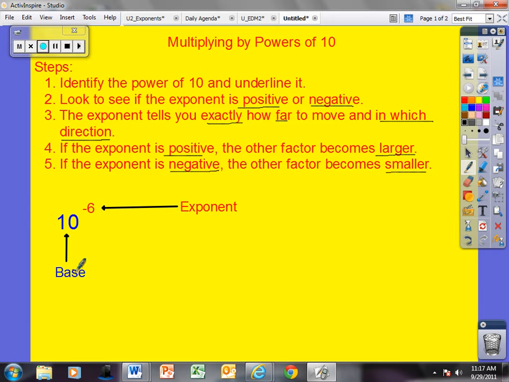Just remember our terminology here. There's my 10. We call that the base. And when we talk about the power, we're talking about the exponent, and it's negative 6. We would say this is 10 to the negative 6 power. Look at some examples.